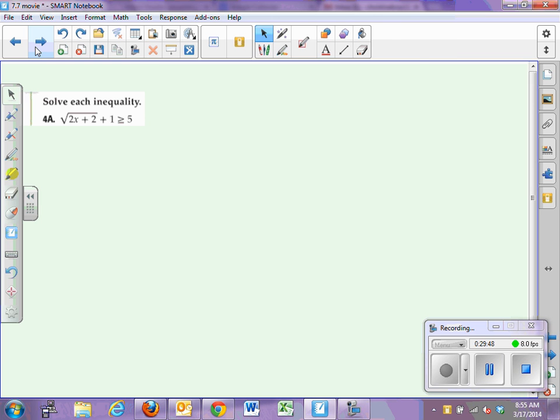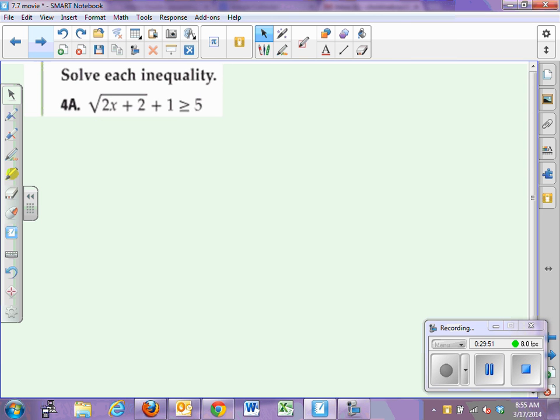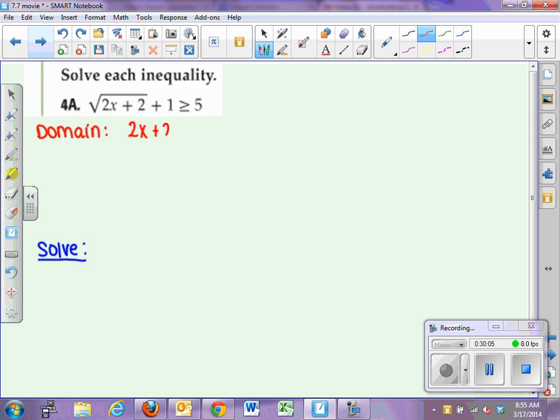All right, go ahead and do 4a. Remember to start with domain, and after domain, go ahead and do the solving. Okay, I need the quantity under the radical to be positive or 0. That's because my index was implied to be a 2, which is what kind of number? Even. All right. I'm going to subtract 2 from both sides, but I really should do it in pen and not eraser.